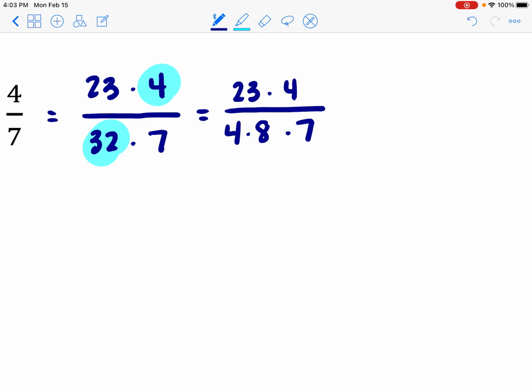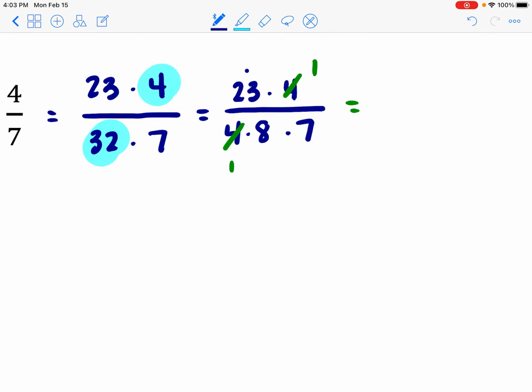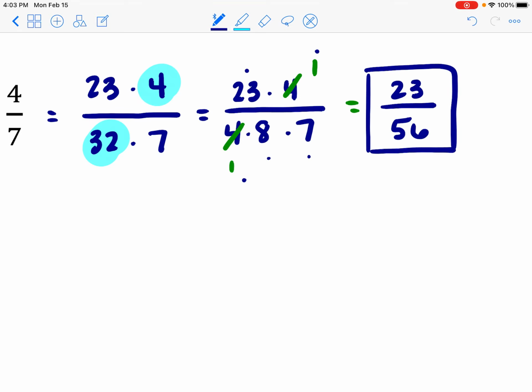So now we have some 4's in common, and I know that 4 divided by 4 is going to reduce to 1. And so what's left on the top of the fraction is 23 times 1, which is 23. And on the bottom, 1 times 8 times 7, which is going to be 56. And I know there won't be any common factors here since 7, 8, and 23 have nothing in common. This has to be the simplest form for my product.